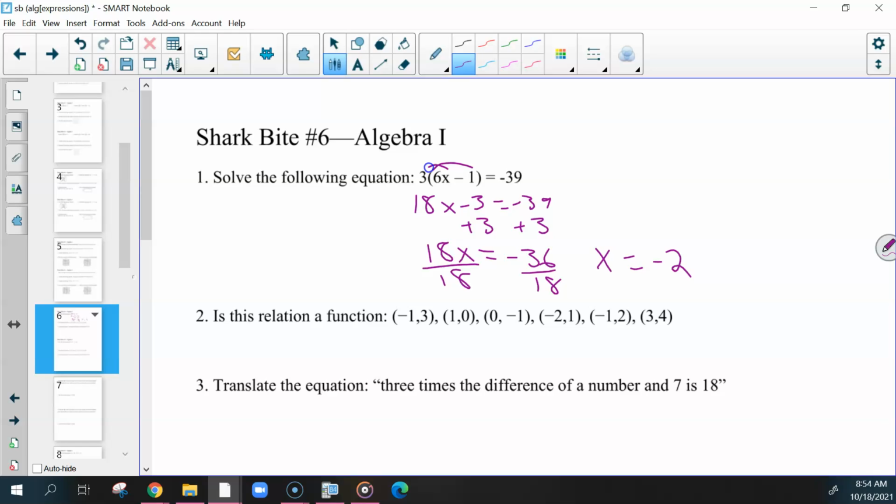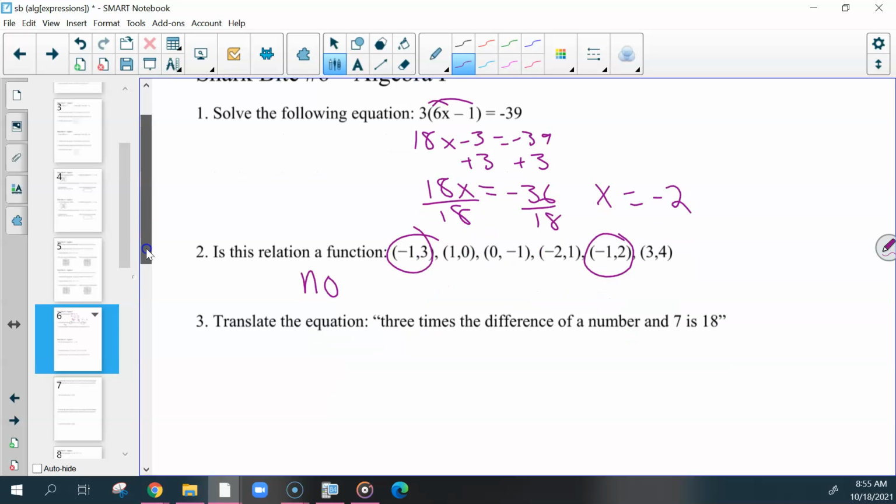For number 2, was this relation a function? No. And why was it not? Because negative 1's okay. They repeat and go to different y values. If I had negative 1, 3 and negative 1, 3, that would have been a function because it's the same x going to the same y. It is repeated as well.